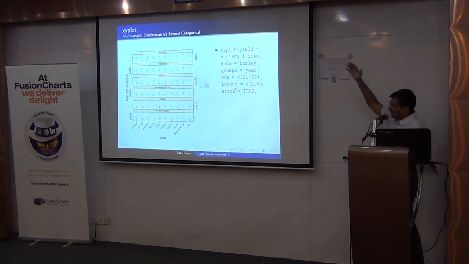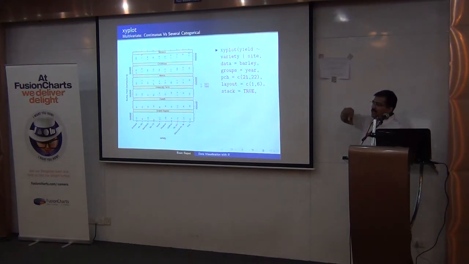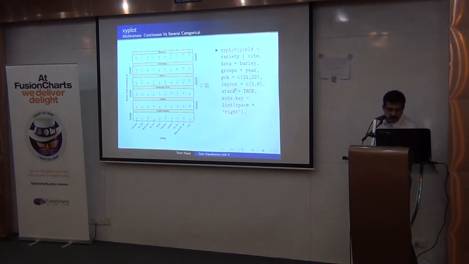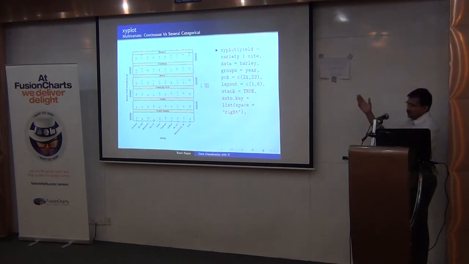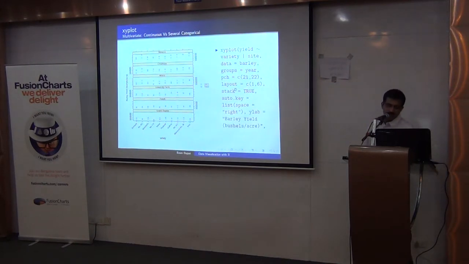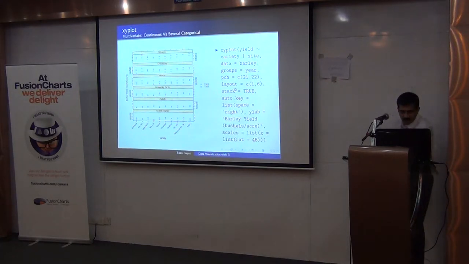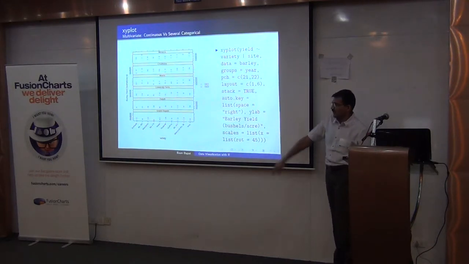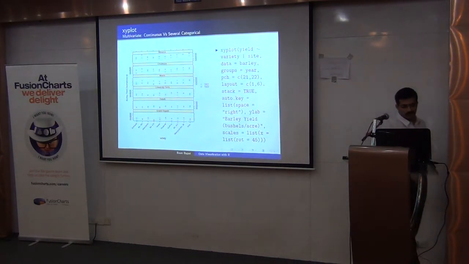I want them stacked, so I have all the graphs stacked one above the other. Otherwise, typically it would have been a 3x2 kind of grid. Then I added the key to the right. So auto key is this. You can give a lot of things in the arguments to auto key, so it is passed as a list: use the space on the right. And then x and y labels. And then to rotate the x-axis labels, I am using rot equal to a value, so I am rotating the labels.